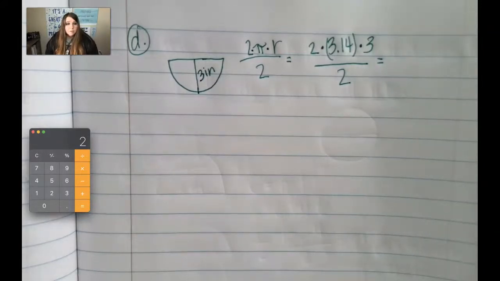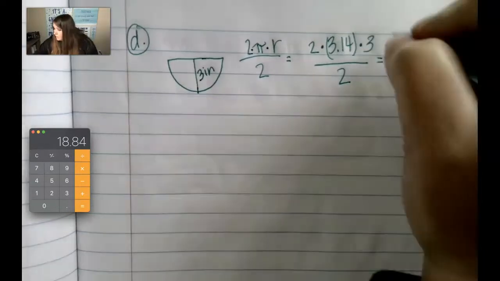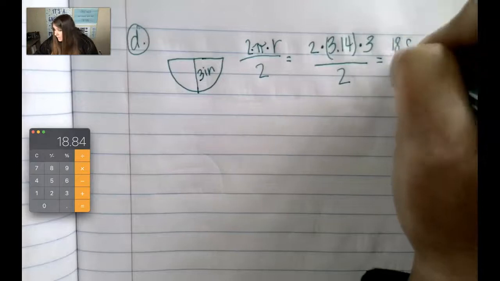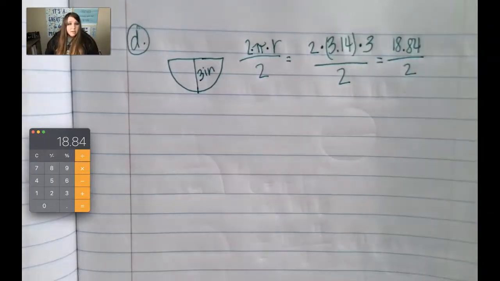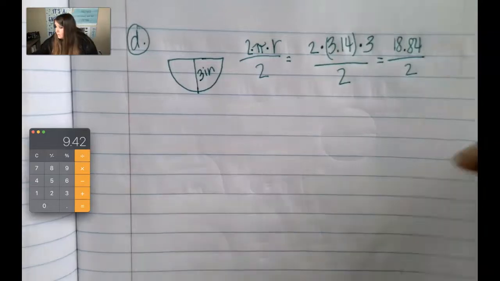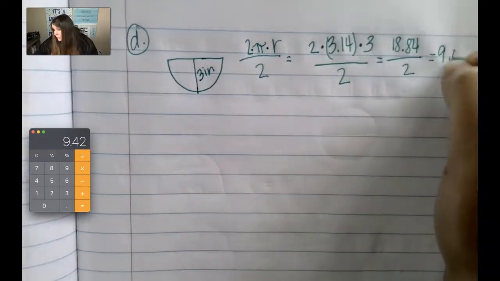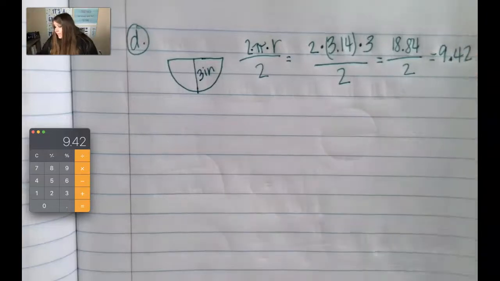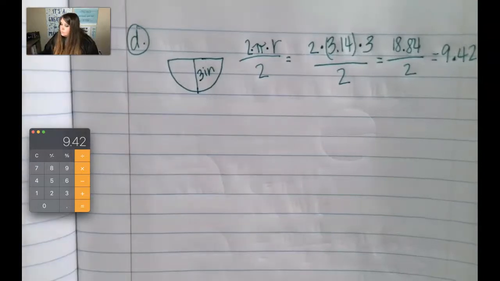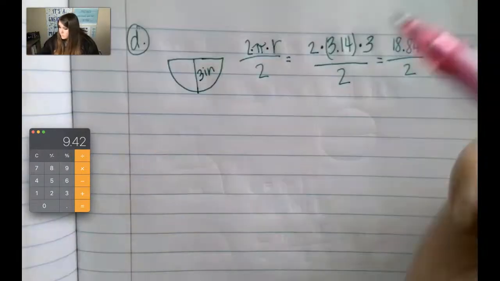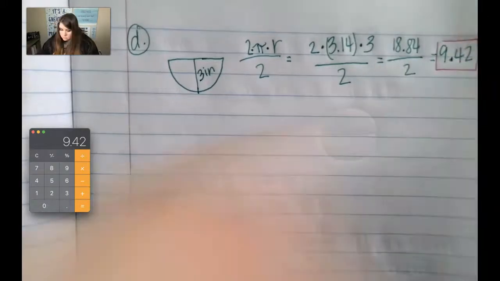2 times 3.14 times 3 is 18.84. Then we're going to cut it in half, divided by 2. That gives us 9.42. Okay, our job now is to look at this pink part of the circle.